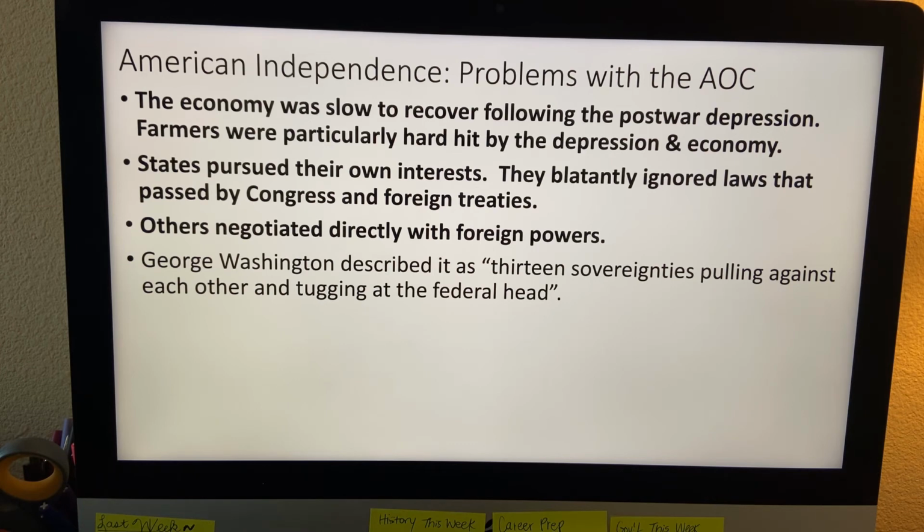Something else that was an issue, the economy was very slow to recover following the war. And generally, following war, the economy will go one of two ways. It will go super well, or it will go super bad. And one example of it going well is following World War I.